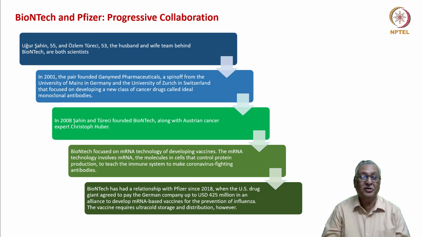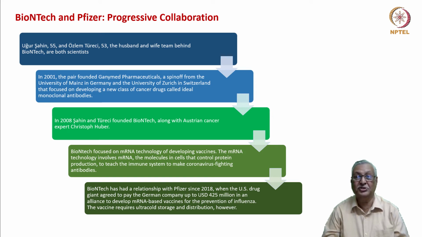The mRNA technology involves mRNA, the molecules in cells that control protein production, to teach the immune system to make coronavirus fighting antibodies. BioNTech has had a relationship with Pfizer since 2018, when the US drug giant agreed to pay the German company up to $425 million in an alliance to develop mRNA-based vaccines for the prevention of influenza. The vaccine requires ultra-cold storage up to -75 degrees centigrade and distribution, however.